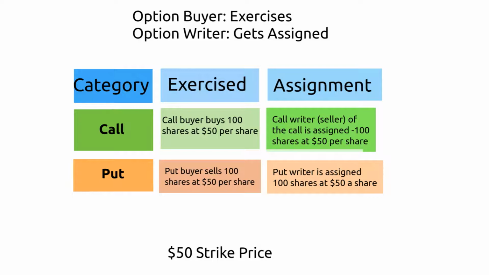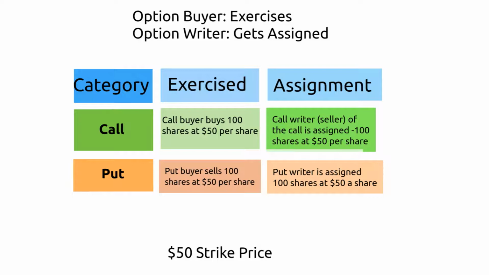For a put, the put buyer would sell 100 shares at the strike price of $50 if he exercises the option. The option writer would then purchase 100 shares at $50. Now, why would someone want to exercise an option? They would want to exercise an option if they want to take accountability of the shares, whether that's to buy or sell the share.